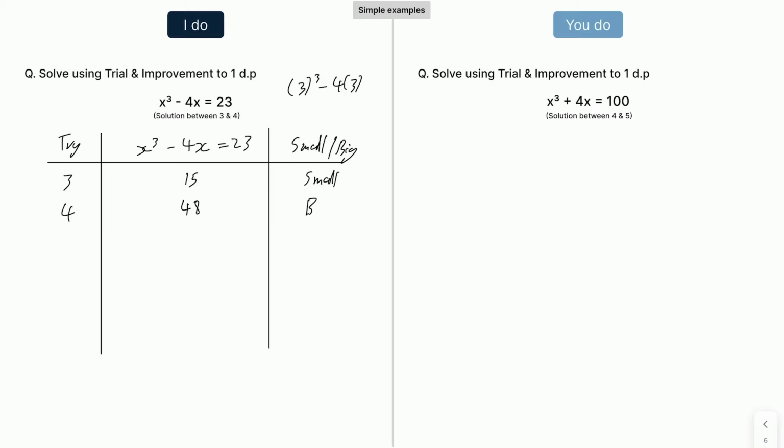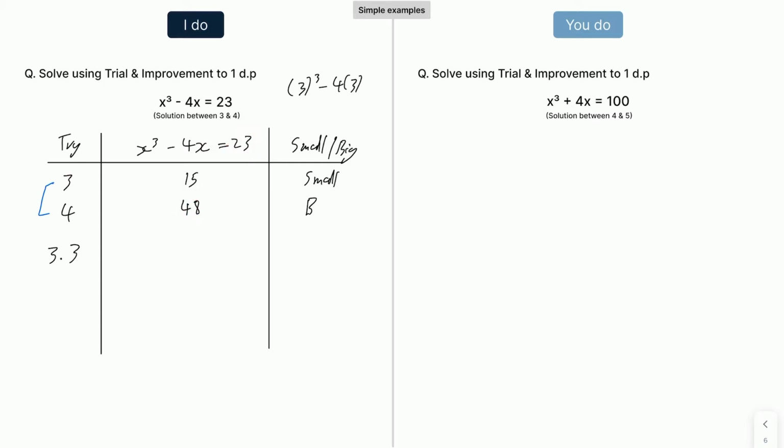So now we know the 15 is closer to 23 than 48 is. That means the next try is going to be between 3 and 4, and it's closer to 3, so we're going to try 3.3. If you're ever in doubt at this point, you can always do 3.5. Halfway between 3 and 4 is 3.5, but looking at this, we know that 15 is closer to 23 than 48, so we're going to try 3.3 for that reason.